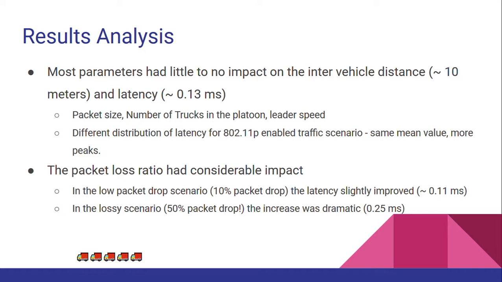However, when we added other Wi-Fi P enabled traffic in the scenario, we observed a similar mean value, but the distribution was different. This time we had more peaks. Of course, this is to be expected because these cars that we added are in different places all the time. So if a car happens to be close to one another and happens to send packets, then it might be that we have some kind of collisions in the packets.